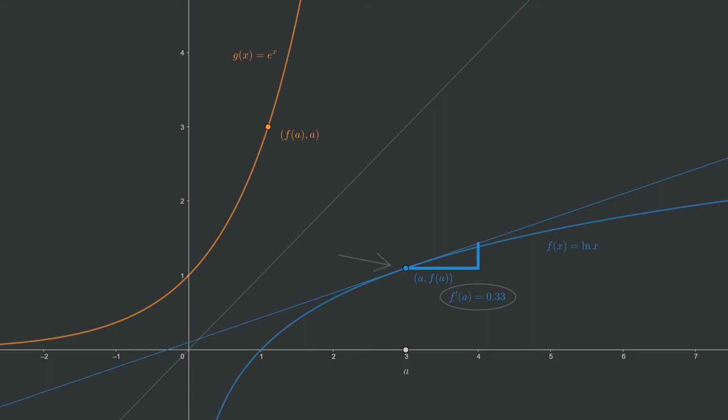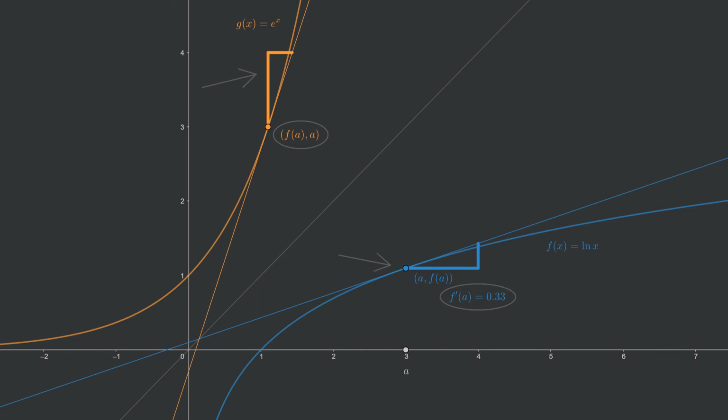So because the orange curve is the reflection of the blue curve at the first bisector, we can also reflect everything else, like the tangent and the slope triangle. And now we have reached the main point. Because if we now want to calculate the derivative of the orange function, that means of the inverse function, at the mirror point f of a, we need to calculate the slope of the tangent using this slope triangle.